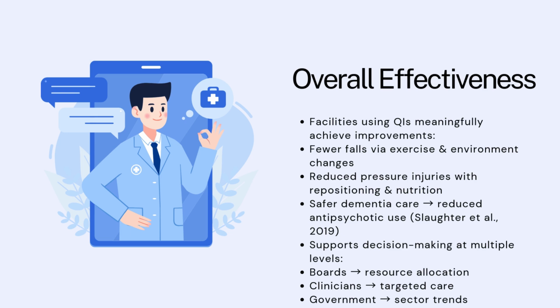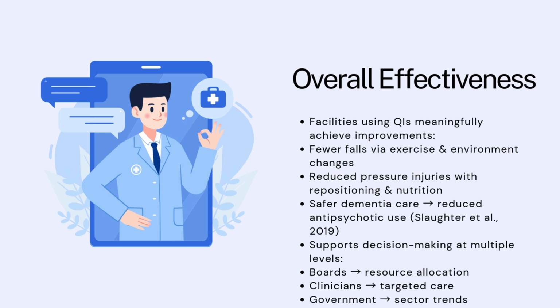Despite these challenges, the Quality Indicator Program has shown effectiveness in improving safety and outcomes. Facilities that actively use quality indicator data report fewer falls after implementing prevention programs, reduce pressure injuries following staff training and repositioning protocols, and lower antipsychotic use through dementia specific non drug interventions.